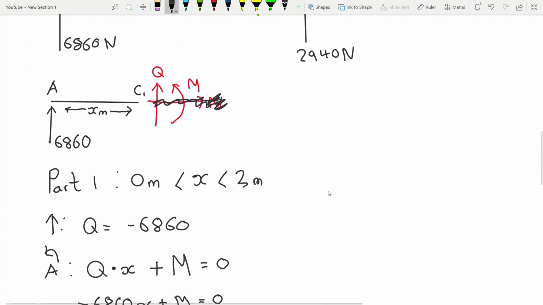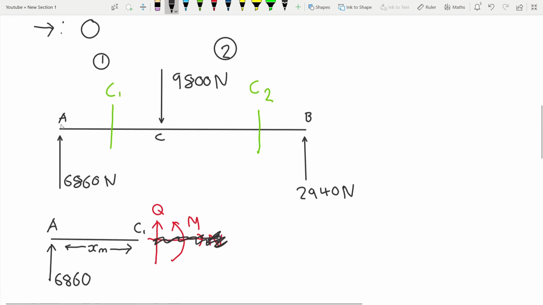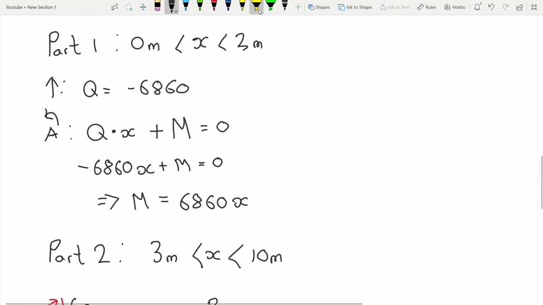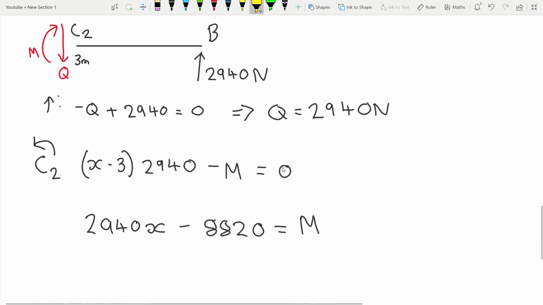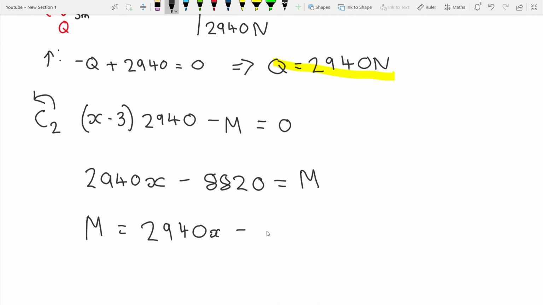So we have all the information we need now. We've worked out all the internal forces between A and C and all the internal forces between C and B. Let's highlight these. So I'll just write that out properly. M equals 2,940x minus 8,820.